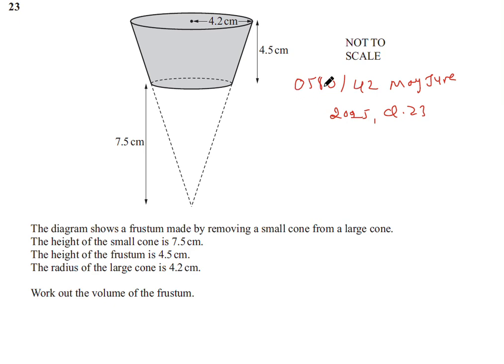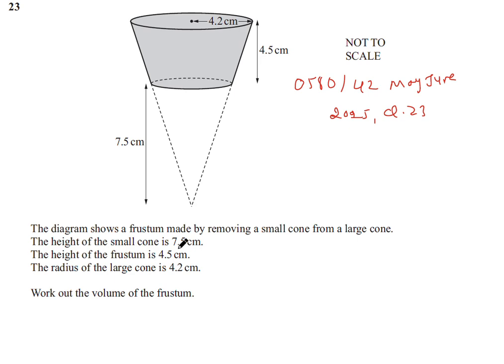This is a question from 0580 May June paper 2025, paper code 42 and question number 23. The diagram shows a frustum made by removing a small cone from the large cone. So this was a large cone given over here. From that, when we cut this bottom smaller cone, the remaining shape is called a frustum.